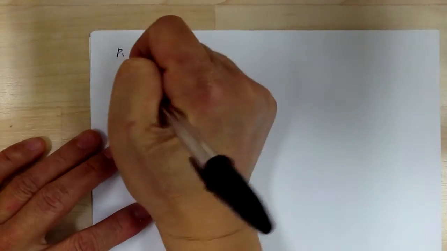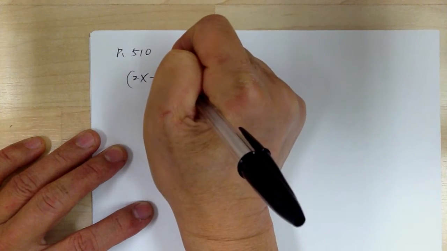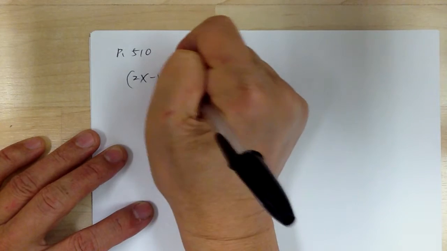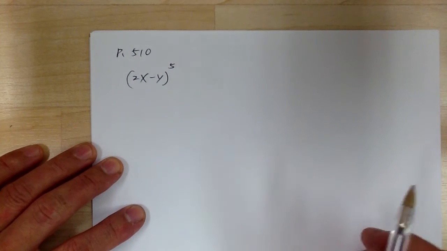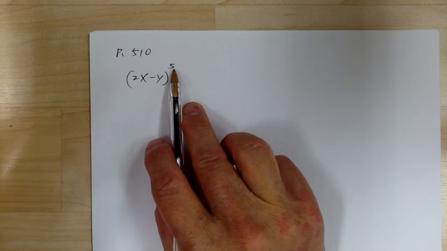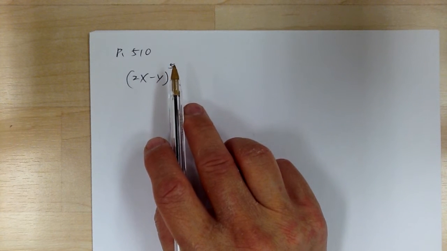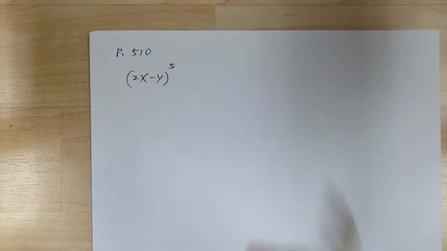Let's say you have this example: 2x minus y to the 5th power. You can use the Pascal triangle, or you can use the binomial theorem. You can use either technique, and each one has advantages and disadvantages. Pascal triangle works really well and is very fast if you have a low exponent, maybe up to about 6. It's fast. But if it gets higher, you want to use the binomial theorem. Expansion is much quicker. So it depends on the exponent.